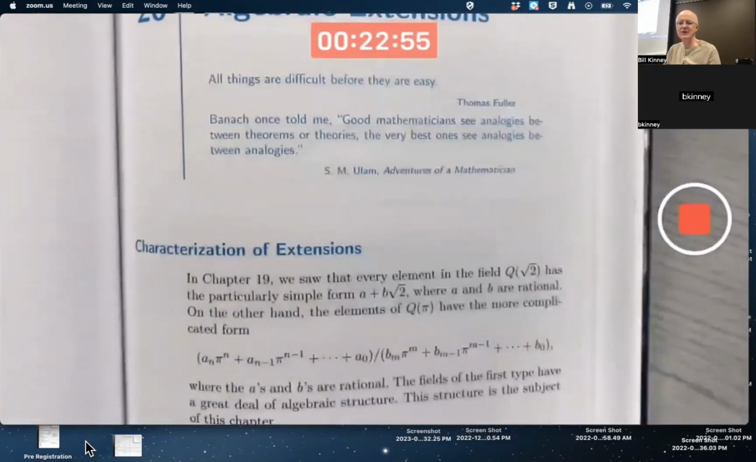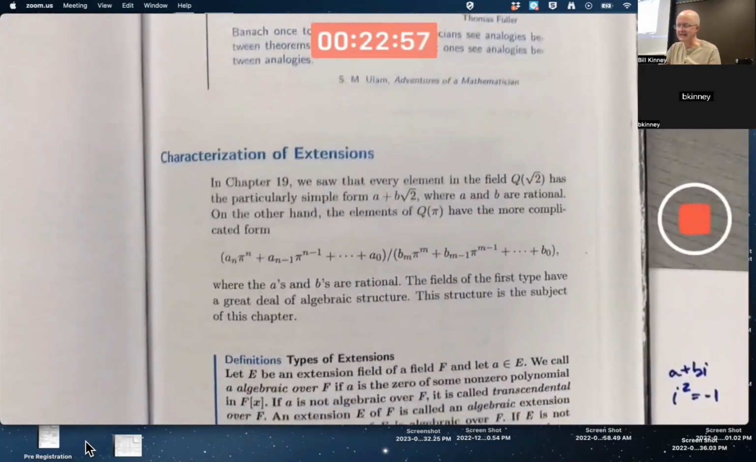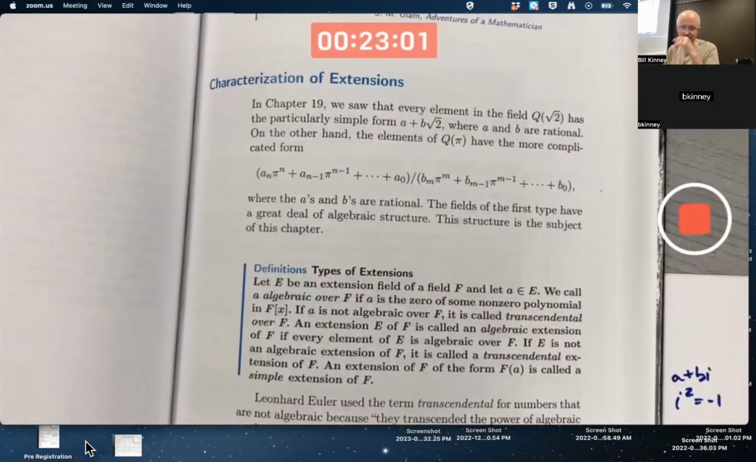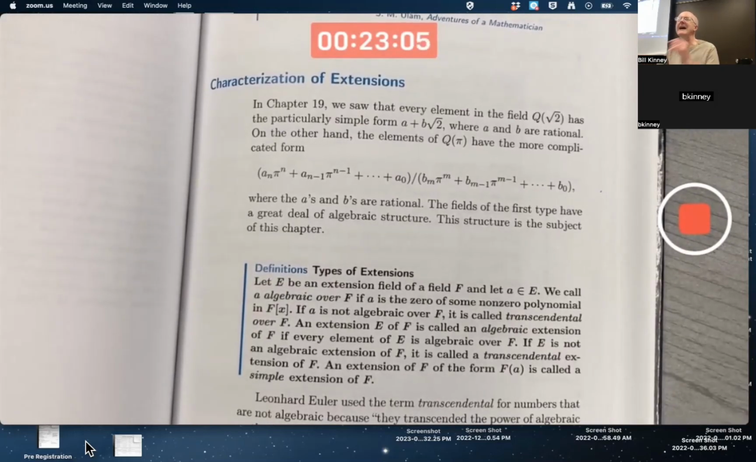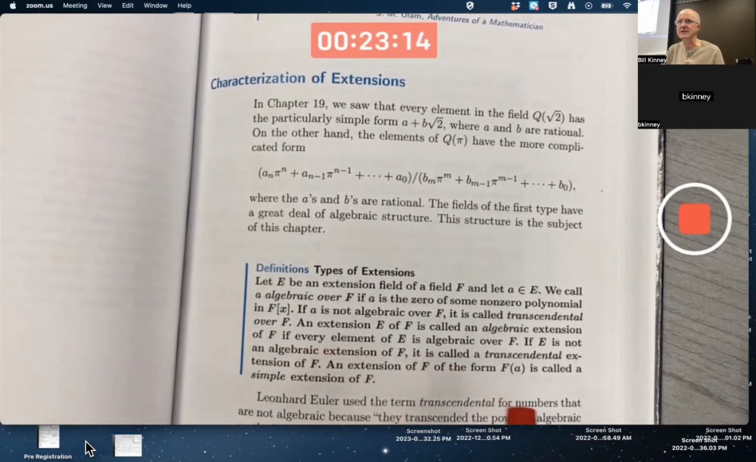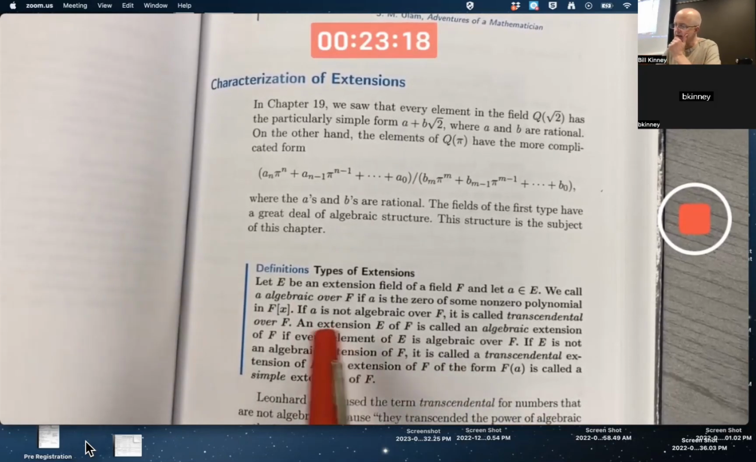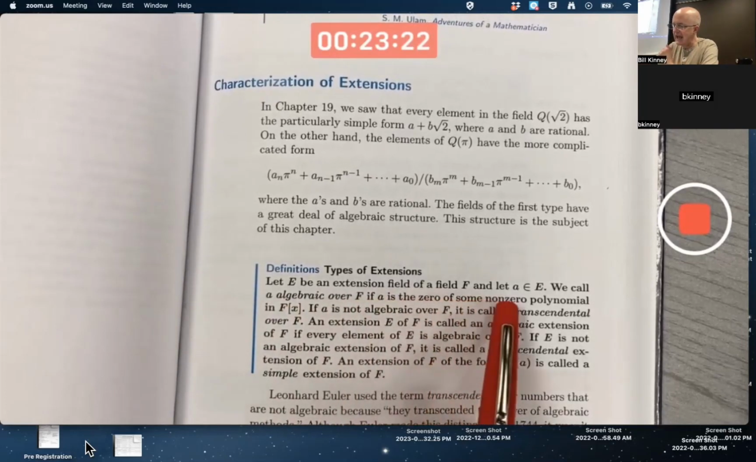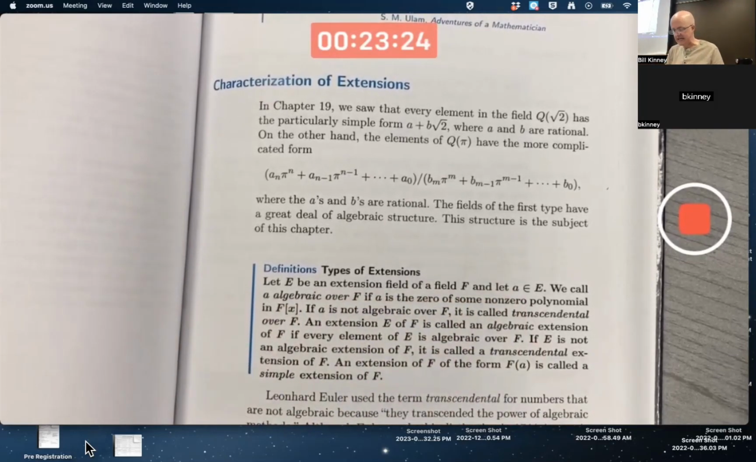All right, so let's get into wrestling with these ideas in detail now. What is the definition of an algebraic number? Well, this definition is a generalization of that definition. So we're talking about any fields and field extensions here, not just rationals and field extensions of the rationals. Let E be an extension field of F, and let A be an element of E.